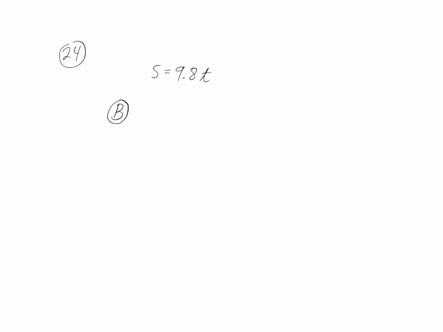See, if you just fall for 1 second, your speed is going to equal 9.8 times 1. If you fall for 2 seconds, your speed is going to equal 9.8 times 2. And so your speed is going to increase by 9.8 meters per second if your time increases by 1 second. And that's why B is the correct answer.